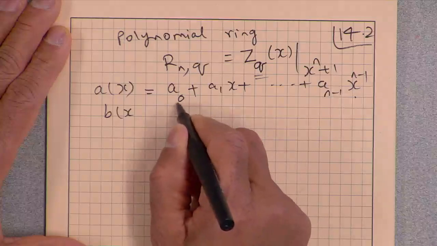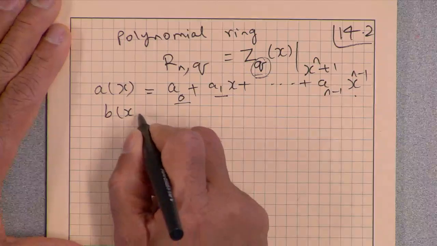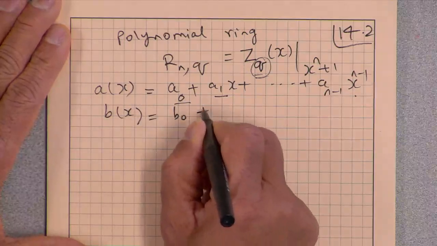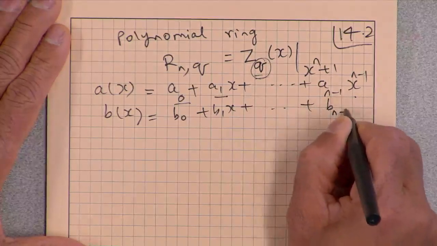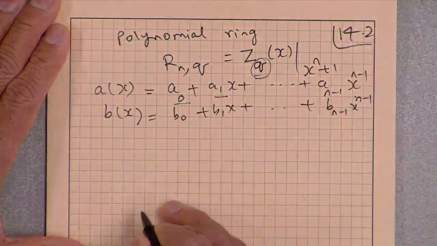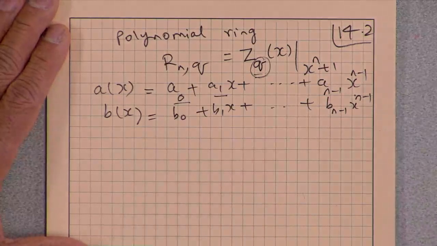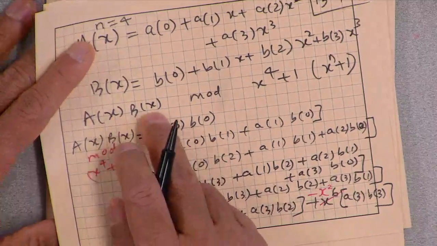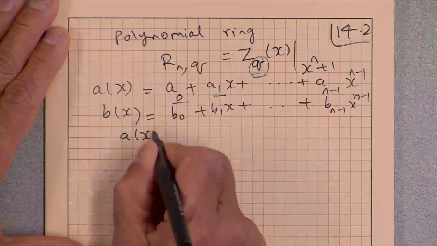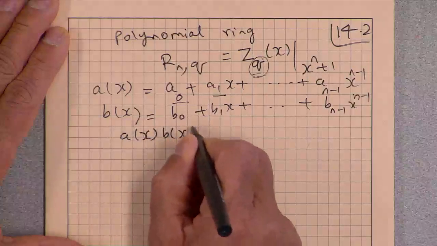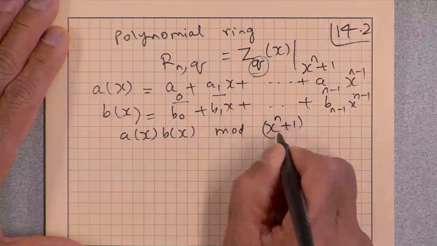Again, all these coefficients are strictly less than Q. B(x) is B0 plus B1 x up to B(n-1) x to the power n minus 1. The problem that we are going to compute is still the same. We are interested in computing A(x) times B(x) modulo x to the power n plus 1. So that's what we want to compute.